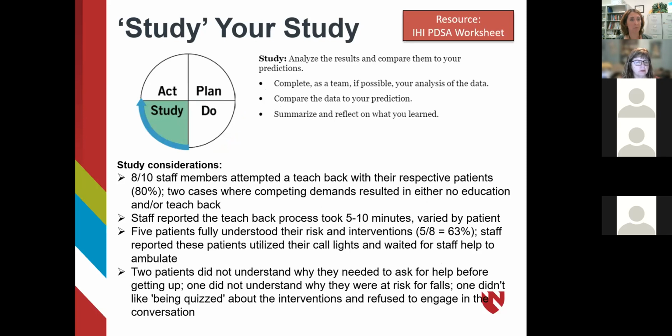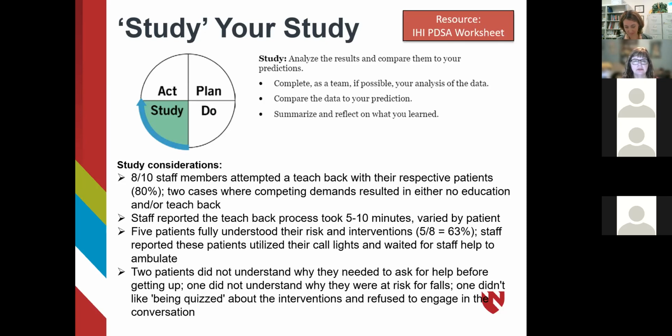Then we study the results. So we analyze the results that we got to help us identify some areas for improvement moving forward. So this is all just hypothetical data from our patient family education example. But let's say what we learned was that 8 of 10 staff members attempted to do a teach back with their patients. So we hit a goal of 80% of staff doing so.